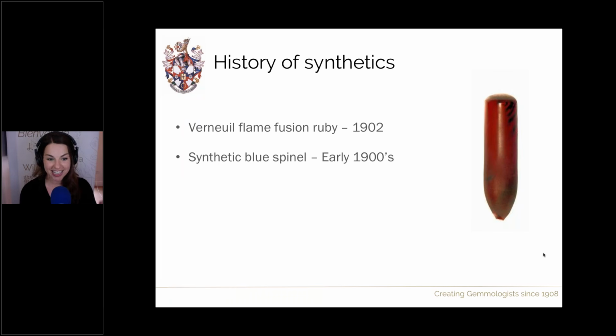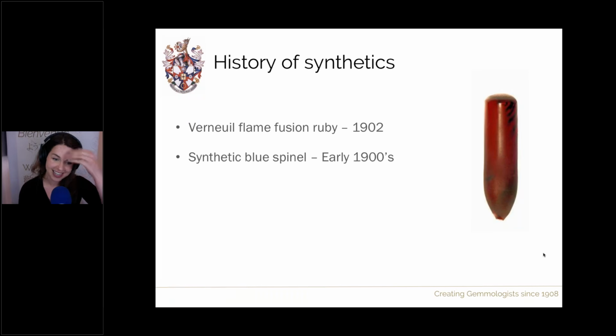The next synthetic to be made was crystal pulling ruby, which also happened in the early 1900s, and then spinels came about in the early 1900s as well. This again was by flame fusion. Actually, it was an accident. The creator was trying to make a synthetic blue sapphire. But blue sapphire, even now, is really hard to create synthetically.